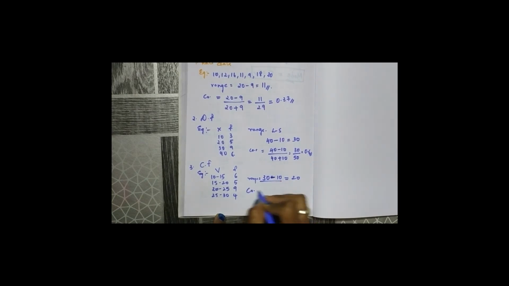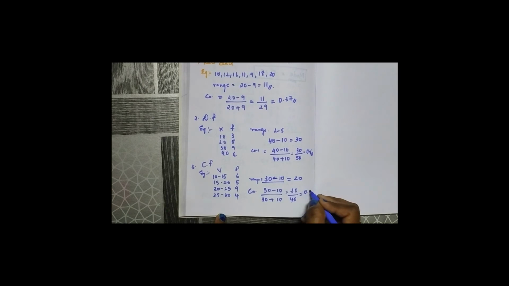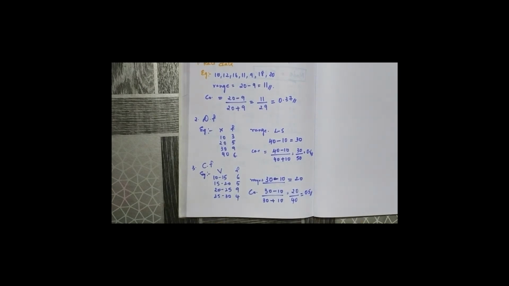Now coefficient of range is 30 minus 10 divided by 30 plus 10. So 20 divided by 40. So this is equal to 0.5. So this is how you find out range and coefficient of range. This is actually very simple to learn.